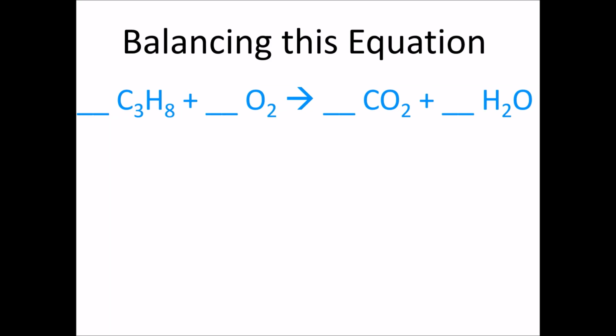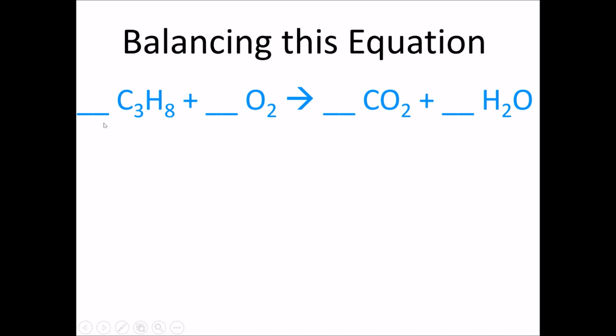This is a tutorial on how to balance the equation you see on the screen. The goal of balancing equations is to ensure we are obeying the law of conservation of mass. And to obey the law of conservation of mass, we have to have the same number of atoms on the left side of the arrow as the right side of the arrow.